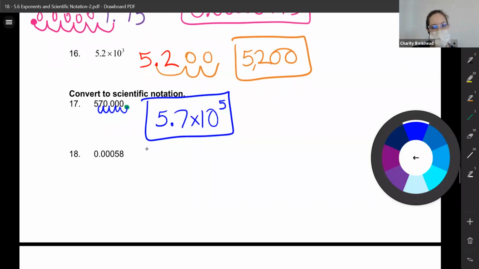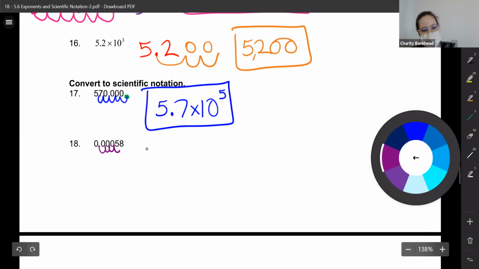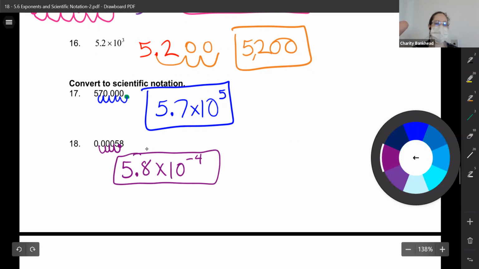Okay, now number 18, that's a small number, so it's going to be a negative exponent. 5.8 times 10 to the negative 4. So yeah, you keep moving the decimal point until you have only one number on the left of the decimal point.